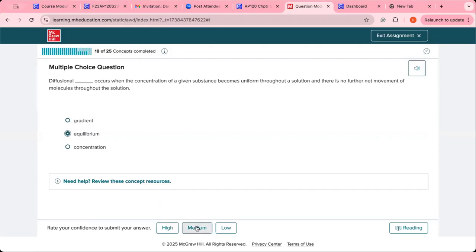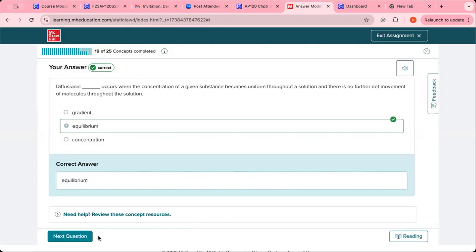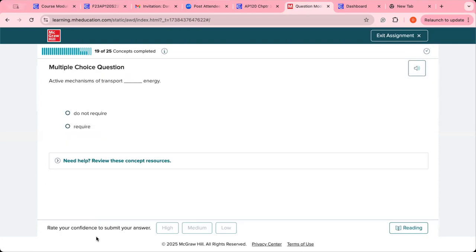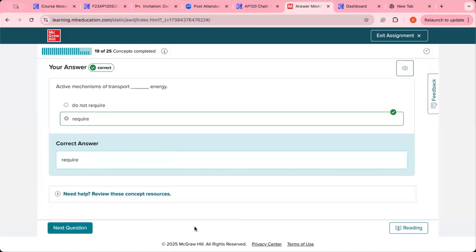We do that. Active mechanisms do or do not require energy. Active mechanisms. I think they do require. They do require it, right? Passive ones do not, but active ones do. Good job. Next.